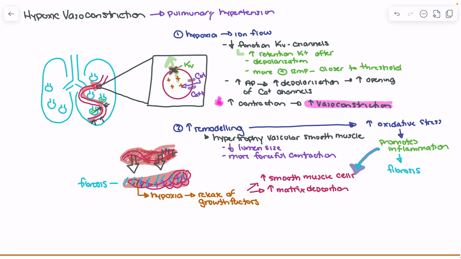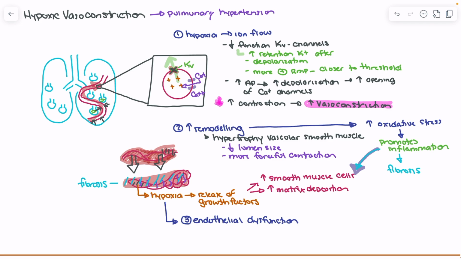Now, finally, that hypoxia causing a release of growth factors is also going to cause dysfunction of our endothelium. So the lack of oxygen to these tissues will lead to endothelial dysfunction, which is going to have an impact on our vasoconstriction as well. So we see endothelial dysfunction as a result of hypoxia. And the consequences of this are twofold.